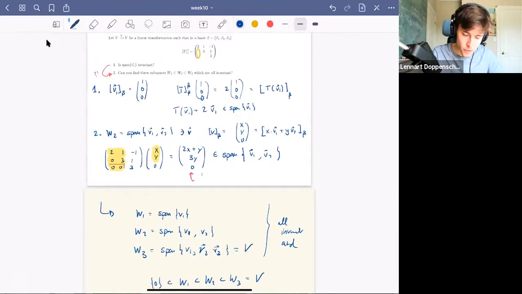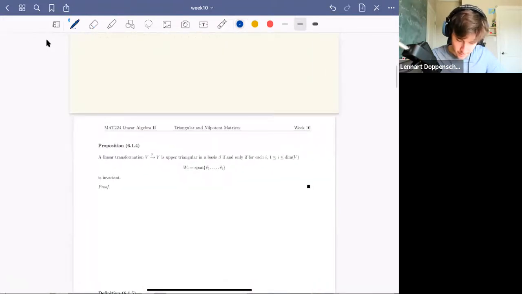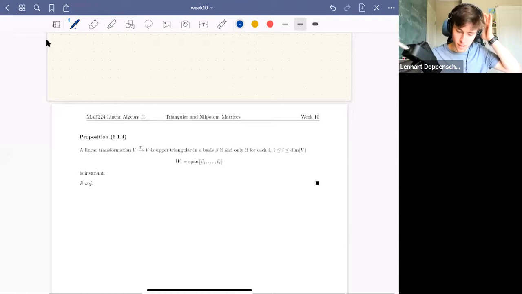And as Andrew was asking, the next proposition exactly captures this. A linear transformation is upper triangular in a certain basis if and only if for each i, these successive spans of the first i vectors are invariant.